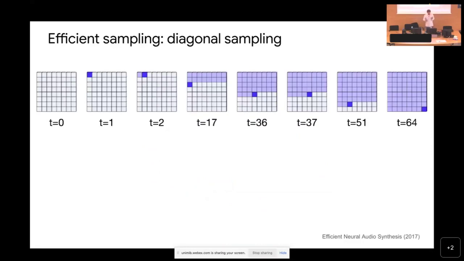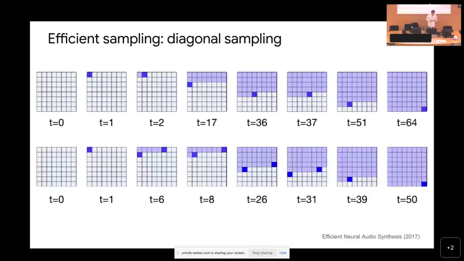Another cool trick that was first discovered in the audio domain, but is applicable to images, is not used very much, but it's interesting in this space: the idea of diagonal sampling. It's basically kind of dynamic programming, sort of, but for autoregressive models, especially 2D models in this case. What this makes use of is the idea of a blind spot in the models, right?